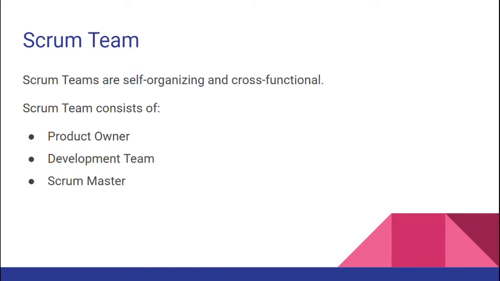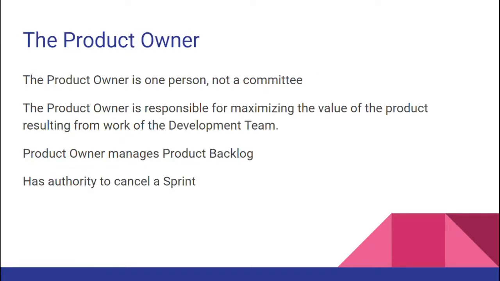Scrum team. Scrum teams are self-organizing and cross-functional. A Scrum team consists of the product owner, development team, and Scrum Master. The product owner is one person, not a committee. A product owner is responsible for maximizing the value of the product resulting from the work of the development team. The product owner manages the product backlog and he has the authority to cancel a sprint.